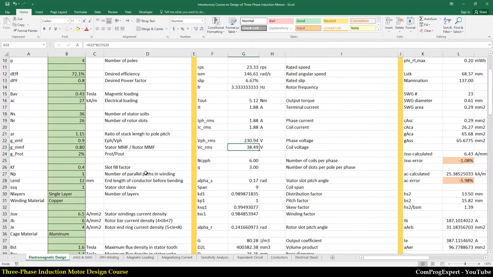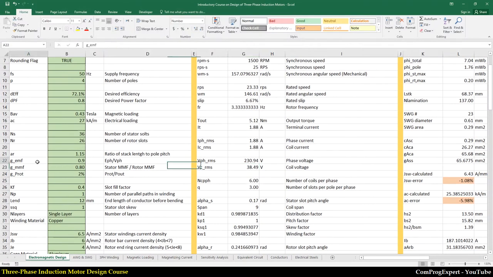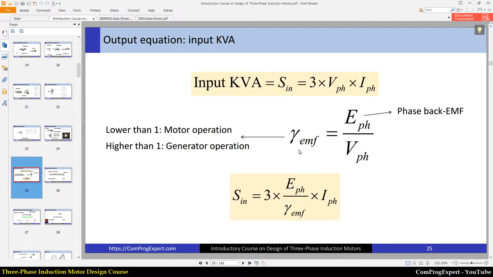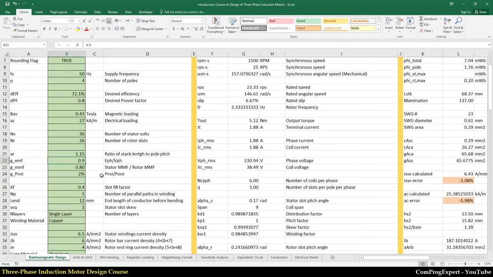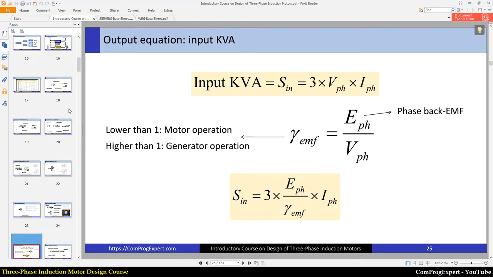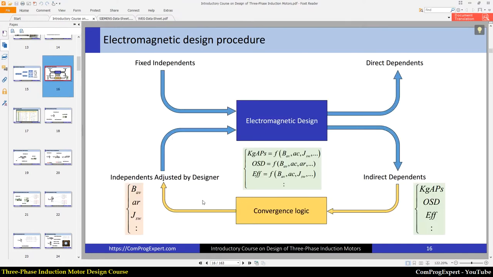I defined gamma EMF here in the Excel file. You can see the value of gamma EMF, E phase divided by V phase, and I considered it equal to 0.9. Right, the value of gamma EMF is a number between 0.9 and 1. So in the first stage of the design, you can assume a number and design the motor, analyze the motor. Then you can calculate this number using the finite element software and update it again and again to iteratively reach the final design. Remember this electromagnetic design procedure.